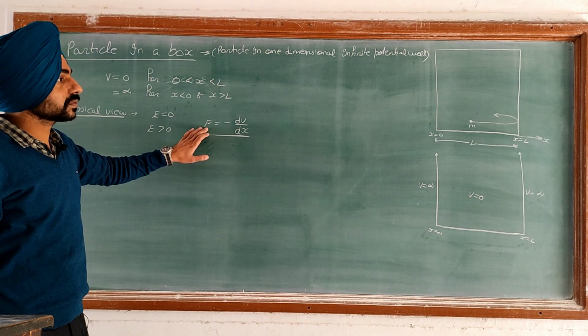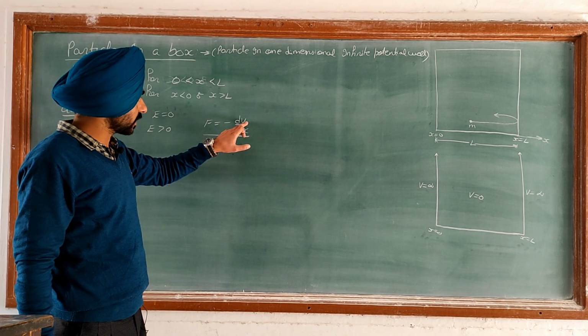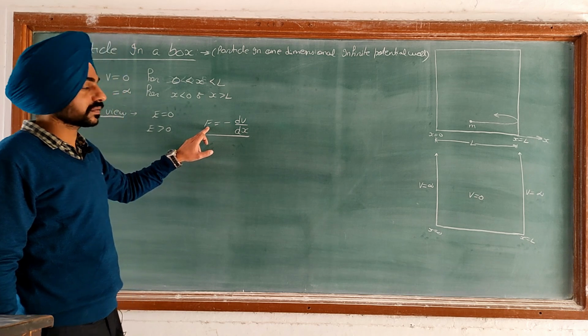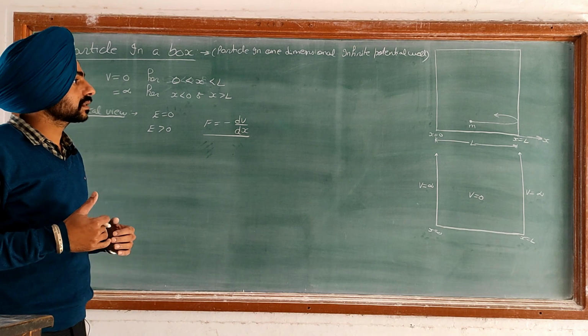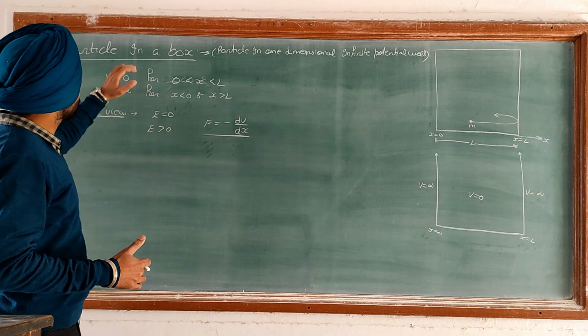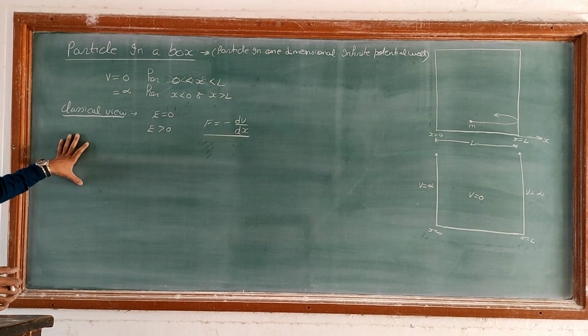So that means it goes back and forth in the box, because at the boundaries V is infinite. If V is infinite, force is infinite. So in the direction opposite to the motion of the particle, it is reflected from the walls and moves back and forth in the well or in the box in the classical view. Now we will talk about the quantum mechanical view.